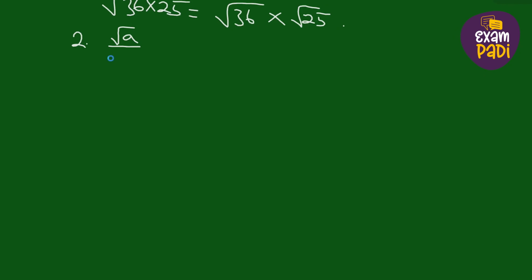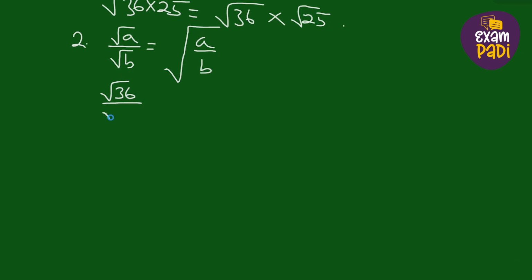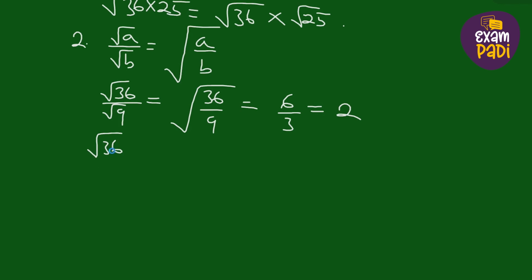Rule number 2. In general, square root of A over square root of B is equal to square root of A over B. This is known as the division rule. For example, we have square root of 36 over square root of 9. This can be written as square root of 36 over 9. And this is equal to square root of 4, which is 2. So we can as well say square root of 36 over square root of 9 is equal to square root of 36 over 9.